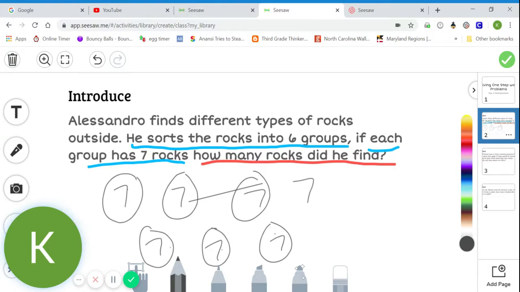I'm going to represent my equation as 7 groups. Oops, actually, I'm not. Based off of the story, I'm actually going to write my equation as 6 groups of 7. I know that this equals 42. That means Alessandro found 42 rocks. Let's try another example.